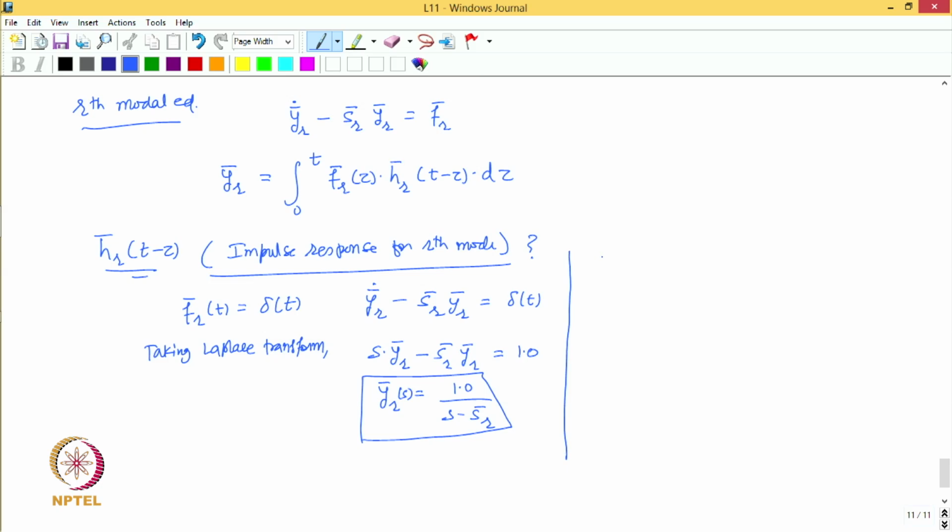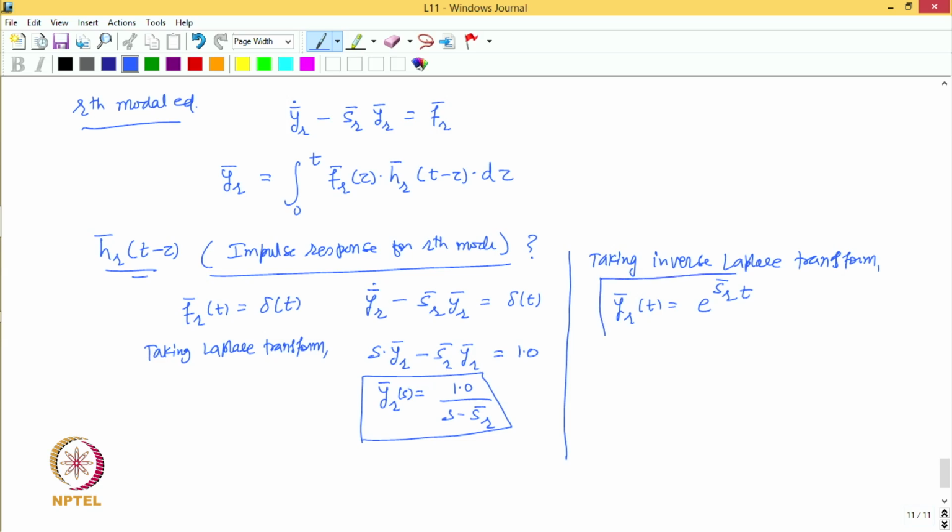So, taking inverse Laplace transform, we get y r bar t is equal to e to the power s r bar t, right. So, that is the inverse Laplace transform of 1 upon s minus s r bar, that is e to the power s r bar t.